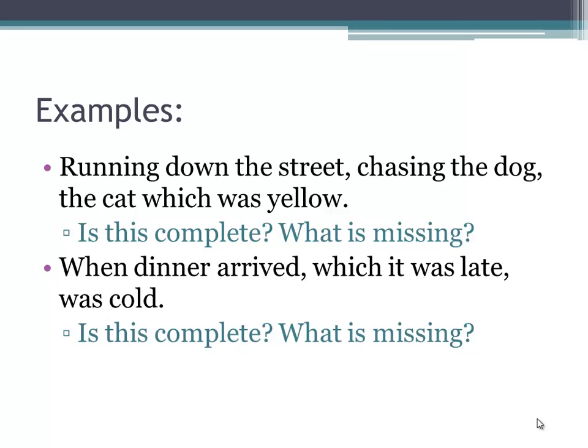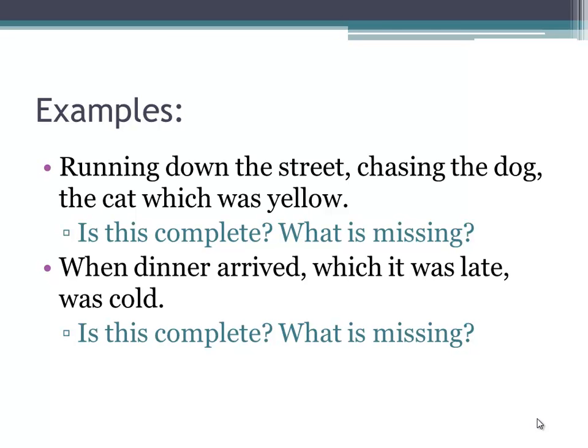So here are a few examples. Running down the street, chasing the dog, the cat which was yellow. Does this sentence make sense? No. Hopefully you're feeling that this is a pretty horrible sentence and you're wondering why I even have it up here. So, running down the street, chasing the dog, the cat which was yellow. Who's doing the chasing? The cat.